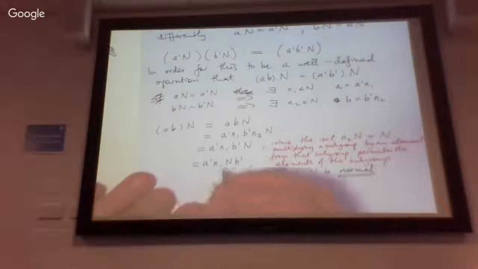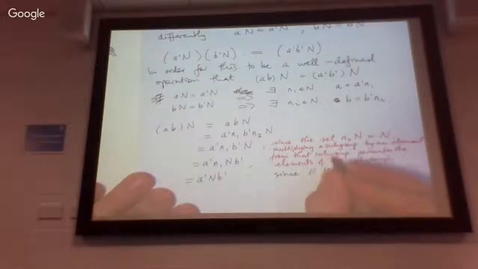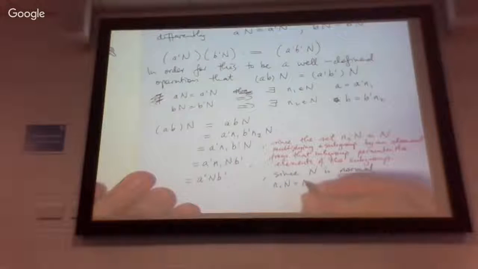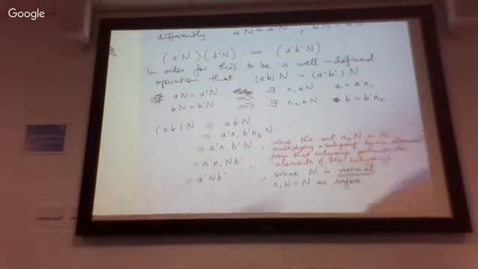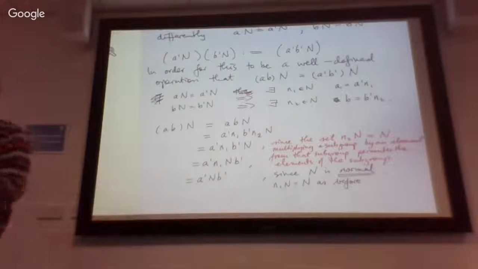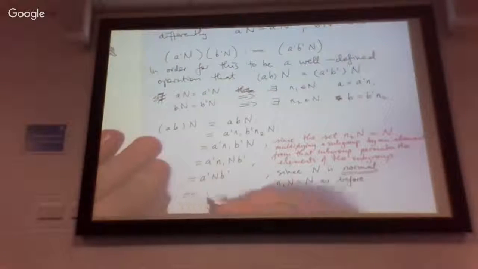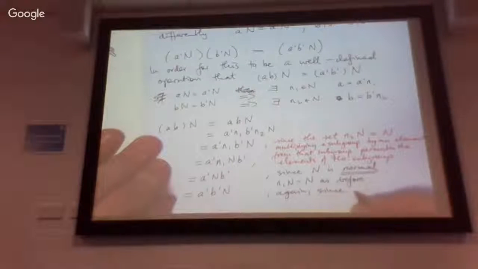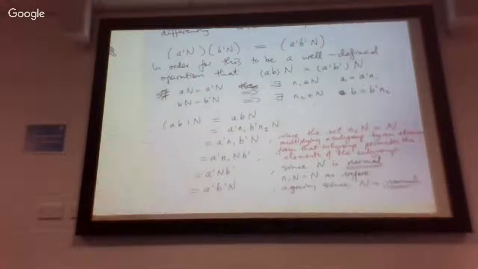And now the n prime is beside the n, and that can be absorbed in. As before, the same justification there in the red, since n prime n equals n as before. I mean, n2 was just some specific element from n. n1 is just another element from n. And then I can swing the b prime back, because again, since n is normal. Okay, so you've had to use the normality of n twice there. But it comes through.